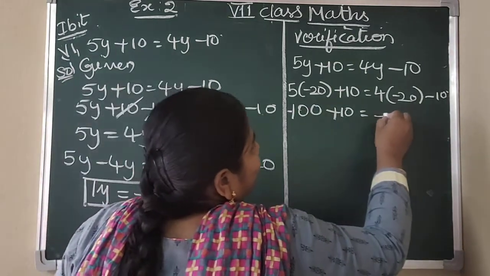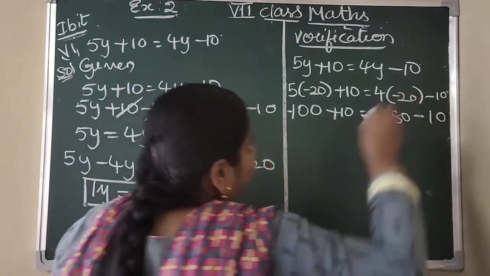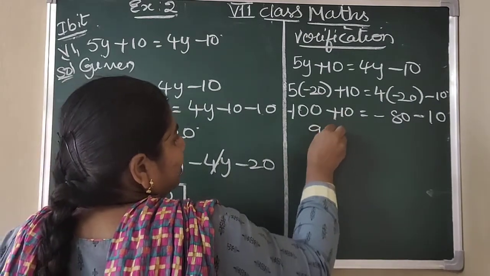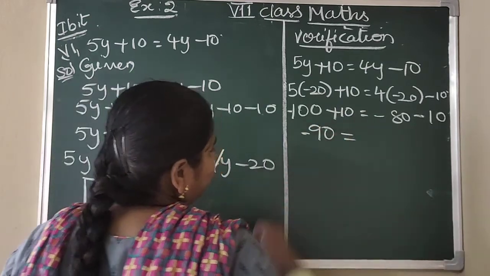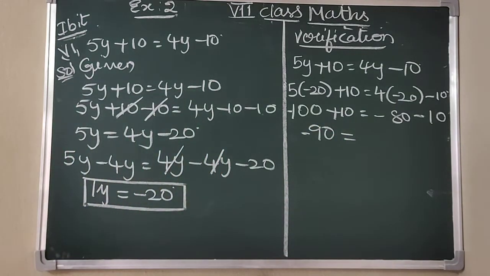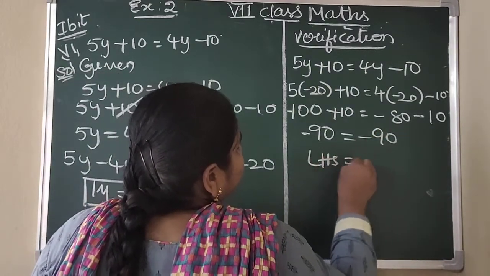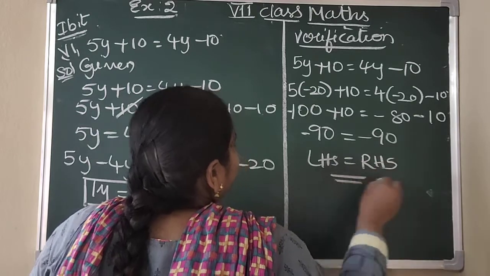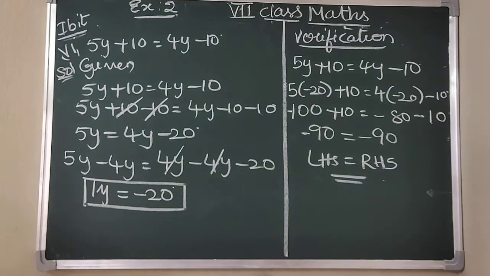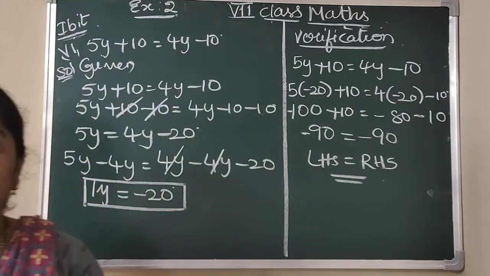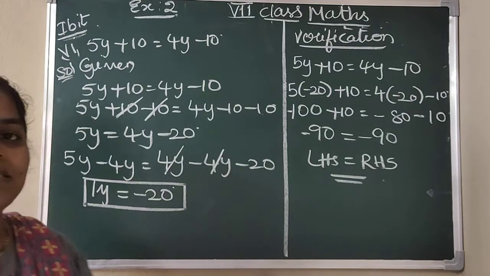That is minus 80 minus 10. Minus 100 plus 10 will be minus 90, since the bigger number's sign is minus. Minus 80 minus 10 will be minus 90 again. So the LHS value and RHS value are equal. So we can say that the answer we got is a correct answer. So we got the y value as minus 20. This is our first bit, without transposing. Without transposing is nothing but the balancing method.